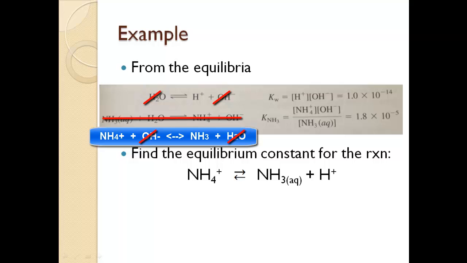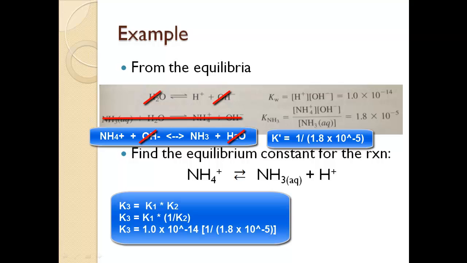The first reaction, we didn't do anything to it, so it stays as 1.0 times 10 to the negative 14th. For K2, the second reaction, we reversed it. Remember, when we reverse the reaction, we take the inverse. So to find K3, the final equilibrium constant, it would be 1.0 times 10 to the negative 14th times the inverse of 1.8 times 10 to the negative 5th. If you do that, you should get 5.6 times 10 to the negative 10th. That is how you manipulate equilibrium constants.